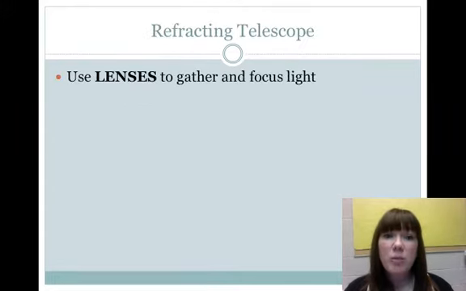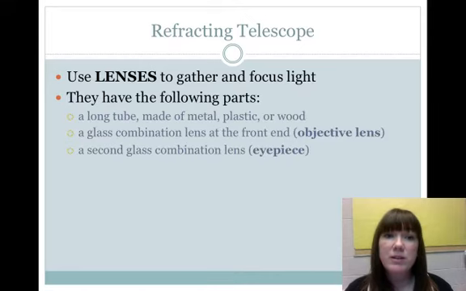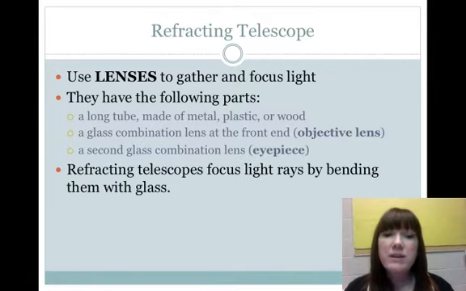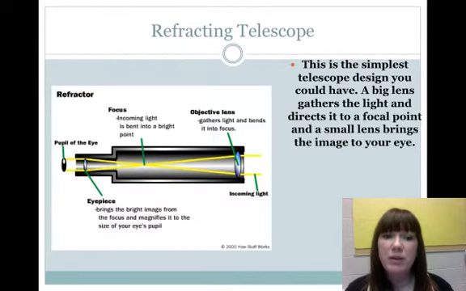The refracting telescope is a type that uses lenses to gather and focus light, and they typically have the following parts: a very long tube made of metal, plastic, or wood, a glass combination lens at the front end, and a second one at the other end, which is the eyepiece. Refracting telescopes focus light rays by bending them with glass. This is the simplest telescope design that you can have. A big lens gathers light at the front opening, the incoming light, and it directs it to a focal point, and then the small lens brings the image to your eye.